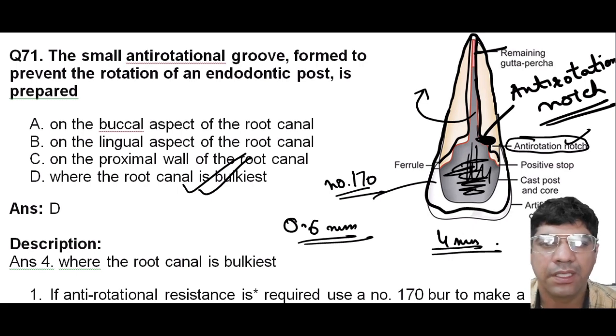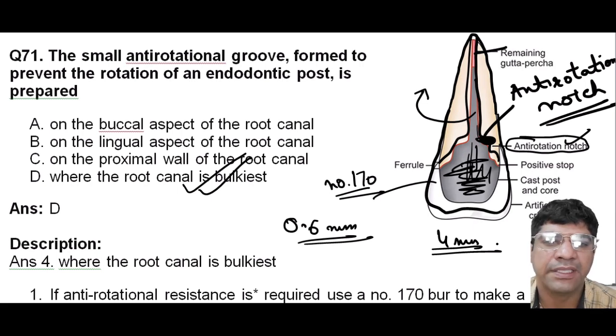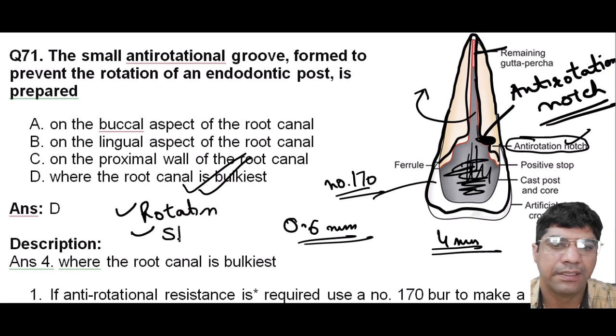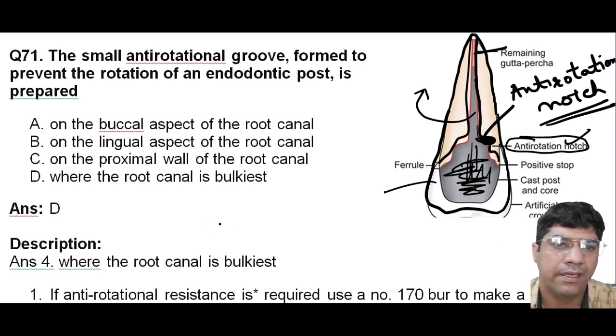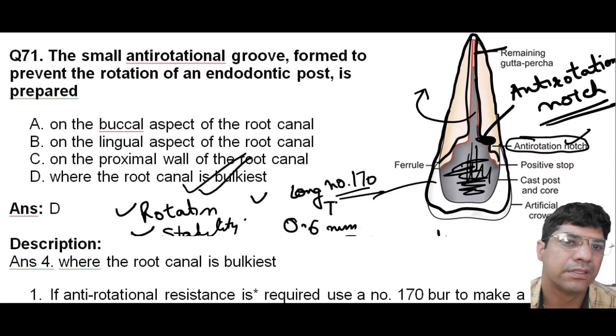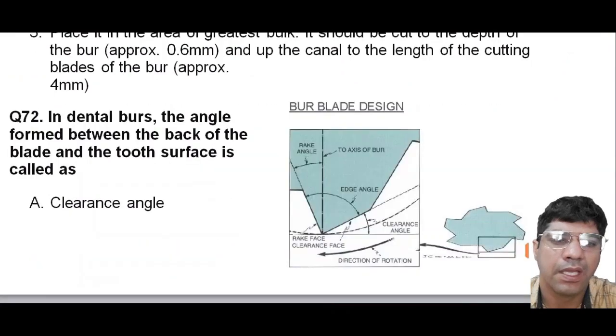By creating a groove, the endodontic post can be securely placed in the root canal so that the post stays in the correct position. That would prevent rotation, give stability, and also give long term success. So the answer would be D. Moving to the next question.